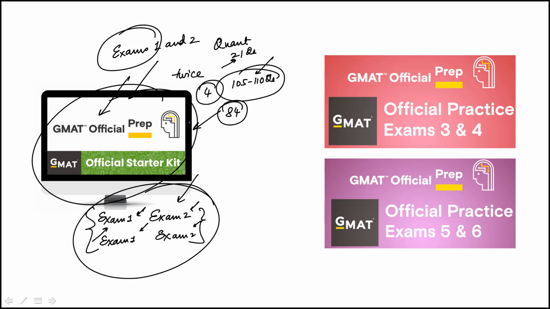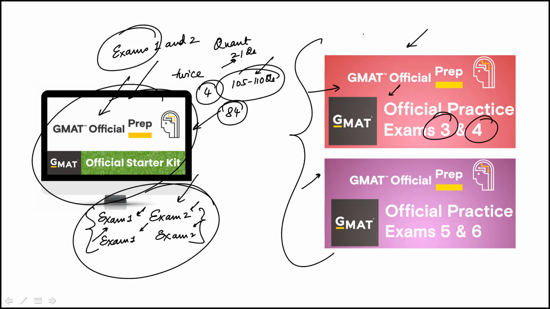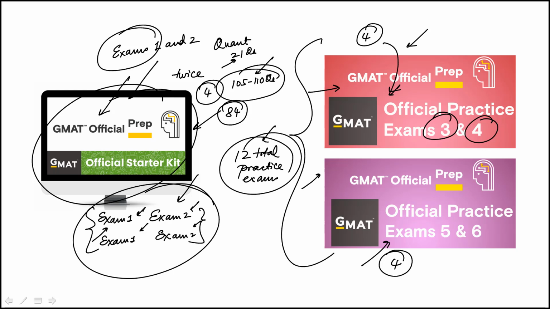Once you've used those, you have the paid products. These are available at mba.com, and I'll include the links in the description. You do have to pay for these tests separately. You'll have exams 3, 4, 5, and 6, and each one of these, exam 3 for example, can be taken twice, and 4 can be taken twice. So you have a total of 4 practice tests just from 3 and 4, and another 4 from 5 and 6. So you have a total of 12 practice exams. That's a lot. I don't know how many students will need more than 12 exams.